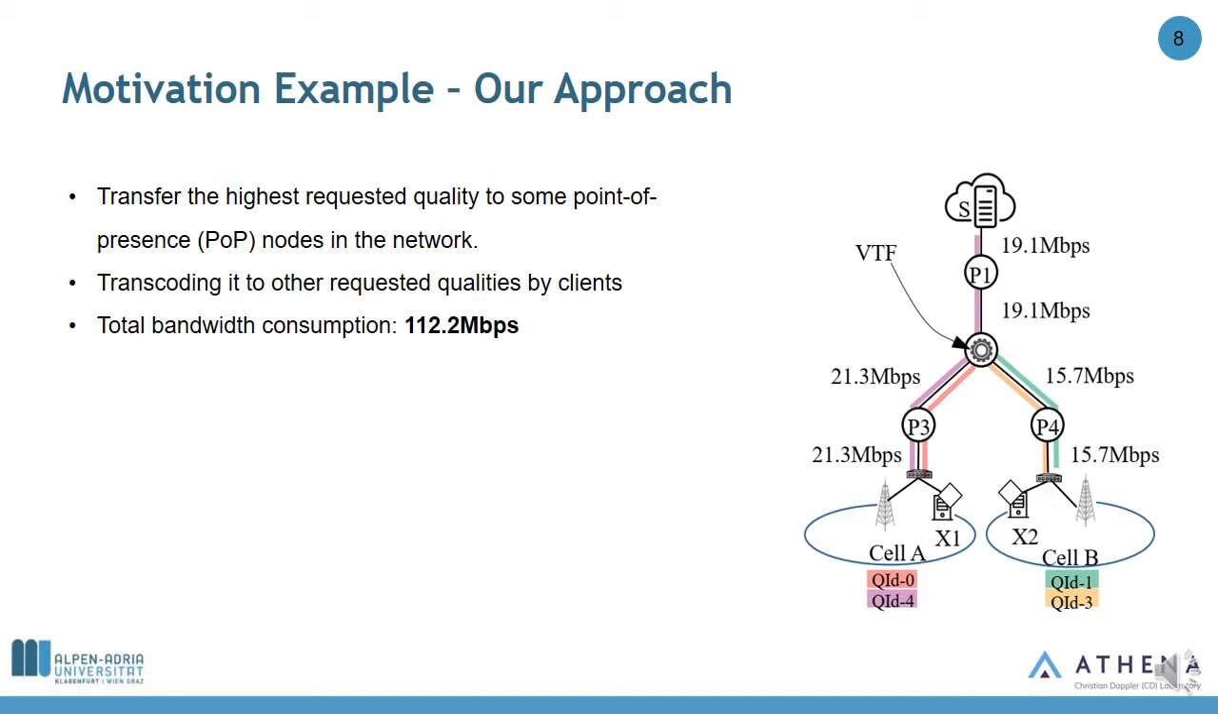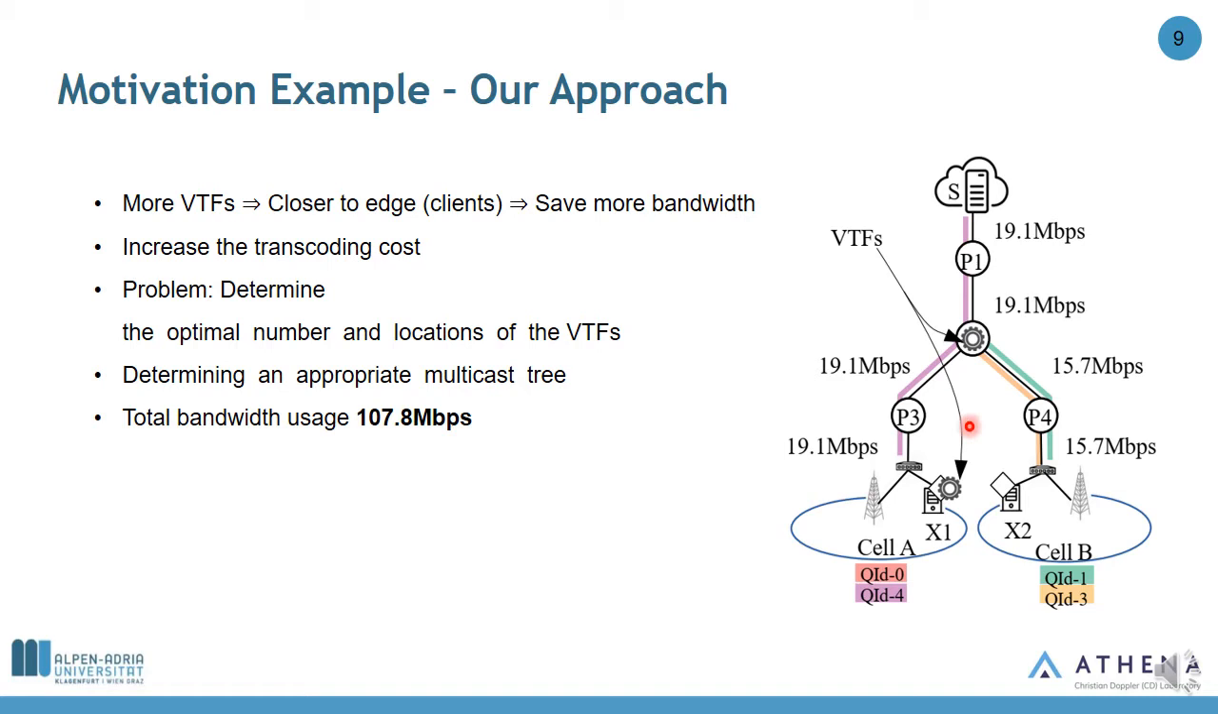As depicted in this example, we could even save more bandwidth by placing VTFs closer to the clients. But on the other hand, we have to run more VTFs in the network, which increases the transcoding cost. So the problem is to determine the optimal number and locations of the VTFs, and also to determine an appropriate multicast tree from the source node to the VTFs.